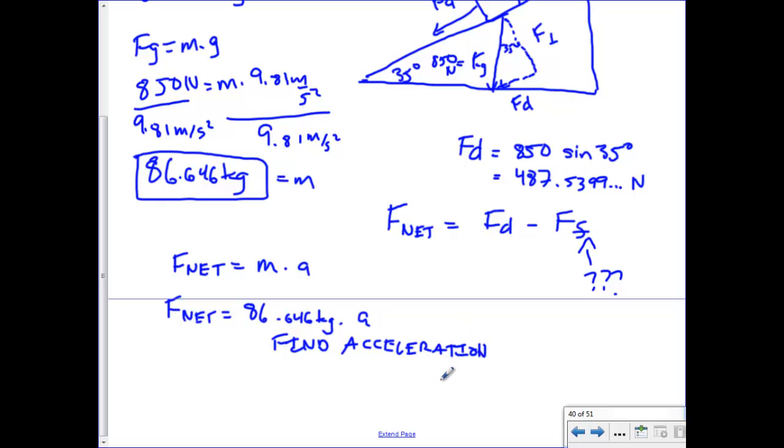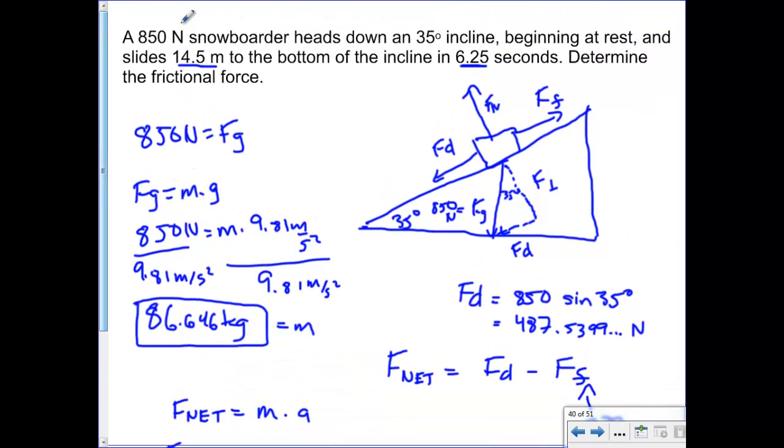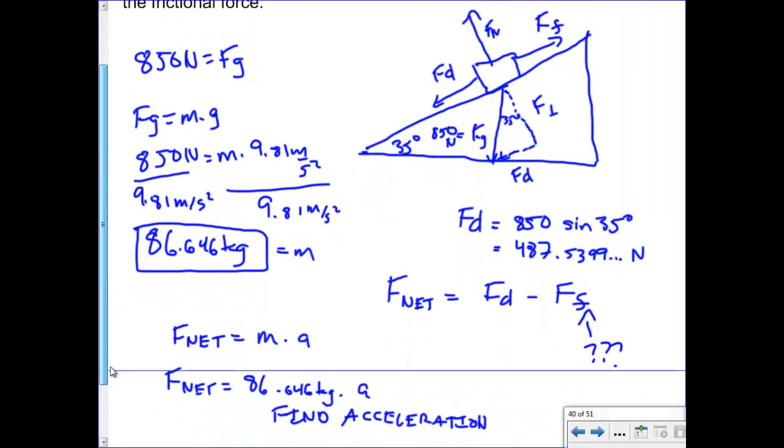So, why did we use 9.81 to find the mass? Because what I gave you here was his newtons, which would be his FG. So then I used 9.81 because, ignore the fact that he's on an incline, he always weighs the same mass. So he always has the same force of gravity pulling him down.